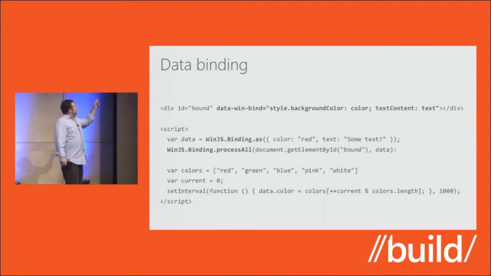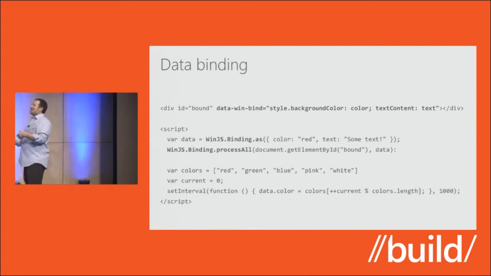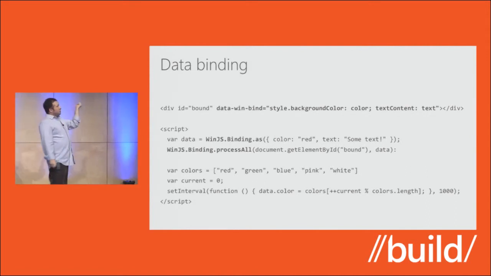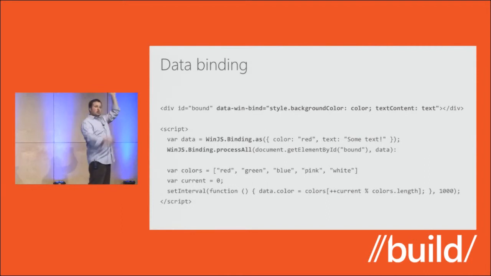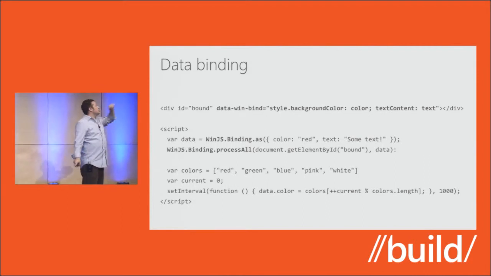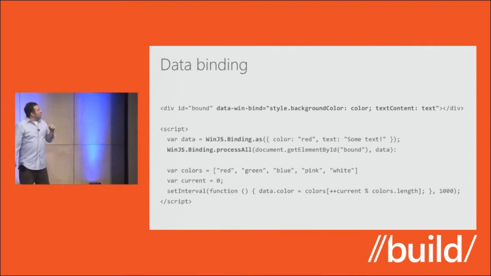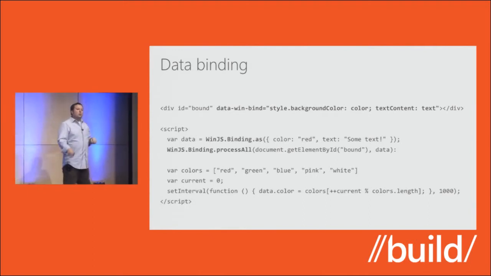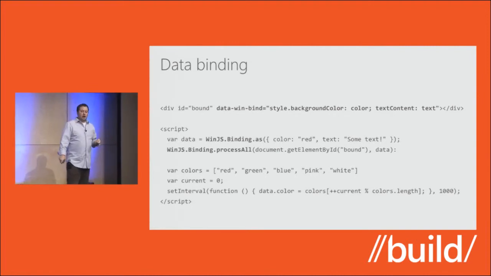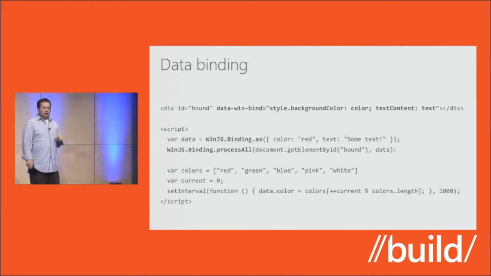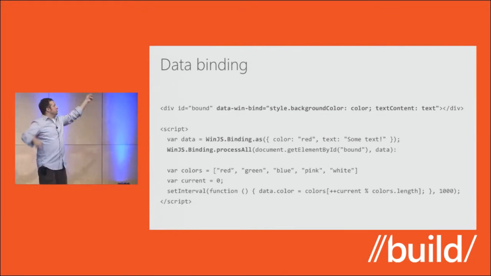So the next thing we do is we call WinJS.Binding.processAll. I mentioned earlier we have a mechanism to instantiate these declarative attributes. Well, this is how we instantiate the binding declarative attributes. We specify an element tree on which to do this declarative processing, and we specify the data context in which to bind it. Then lastly, just for fun in this demo, we change the color. Here you can see we have a setInterval. It runs every second, sets data.color to a color, and just increments a counter and goes through this little array of colors.